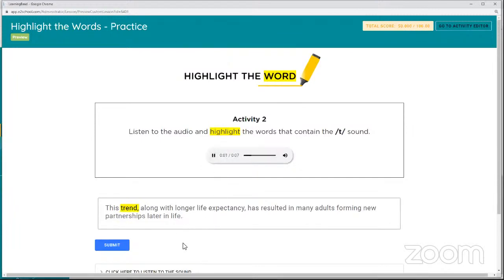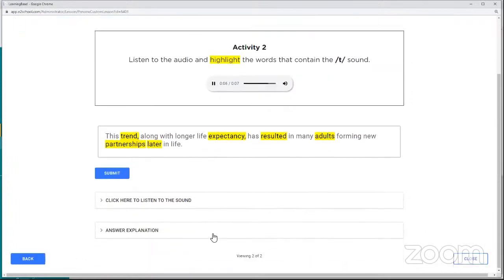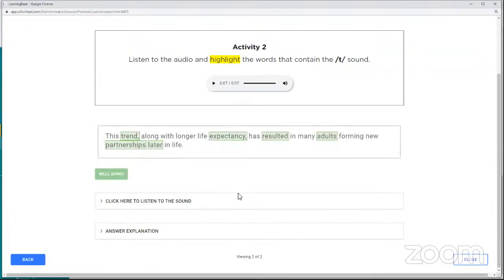This trend, along with longer life expectancy, has resulted in many adults forming new partnerships later in life.